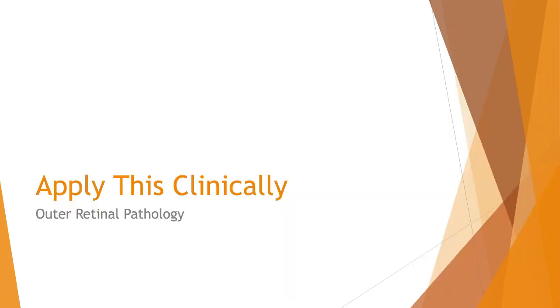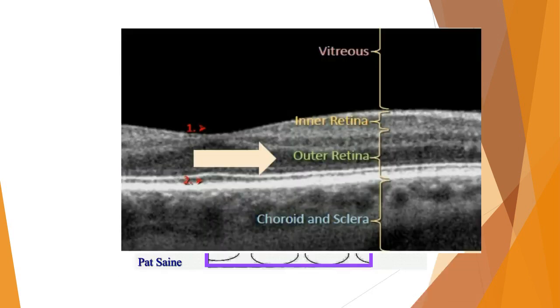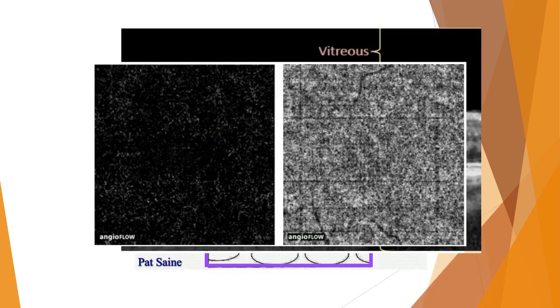So now, for the second part of the webinar, I'm going to go through clinical cases. These are cases that I've seen, some have been shared with me, and I'm going to go through how I interpret them. So again, for purposes of this webinar, we're going to discuss outer retinal disease. So we want to look at the area above and below the RPE. This is what we're looking at on the B scan, and then the two angiogram slabs. Again, remember, outer retina, choriocapillaris.